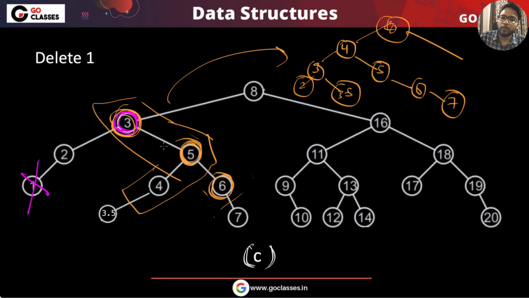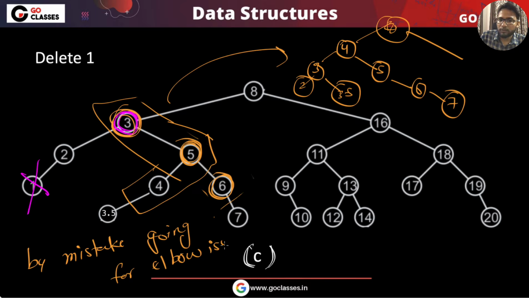So that is why going for the elbow by mistake is wrong. I hope these three things are clear to everyone. In these three examples, I have tried to convey three things. In case of equal height, go for the stick. In case it is not equal height, go for the higher height.